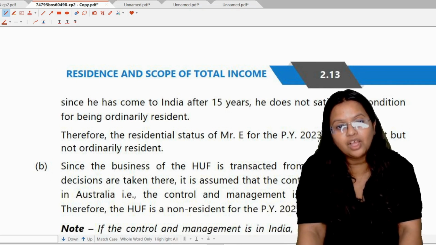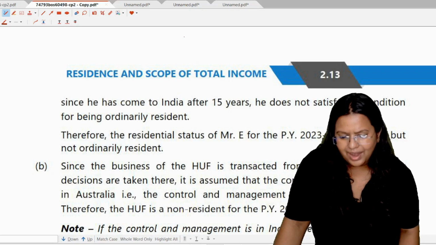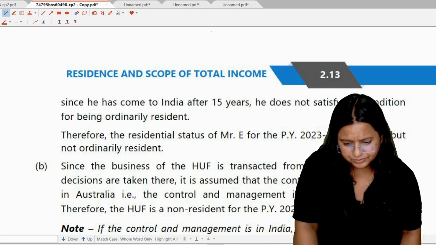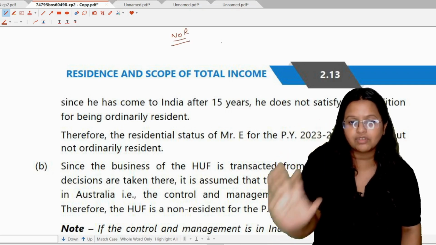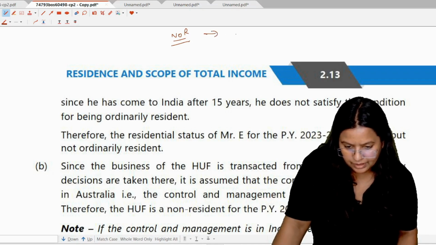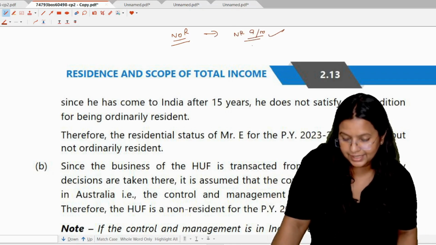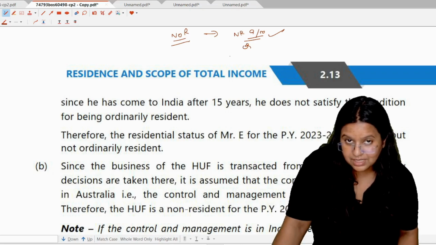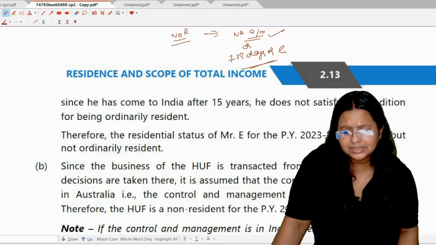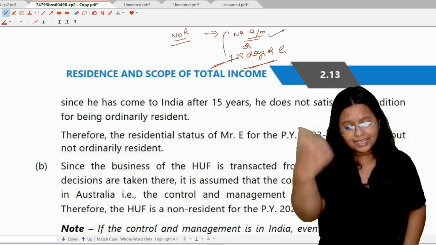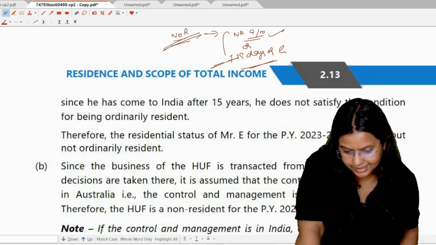For a person to be a resident and not ordinary resident, he has to satisfy any of the following conditions. First of all, he must be a non-resident for at least 9 out of 10 years. Yes, he is a non-resident. Second, students, he must be in India for 729 days or less. In this case, we have to satisfy any one of the conditions, but in this question both conditions are satisfied. So here, he is a not ordinary resident.